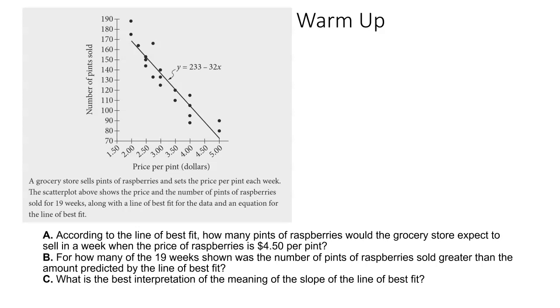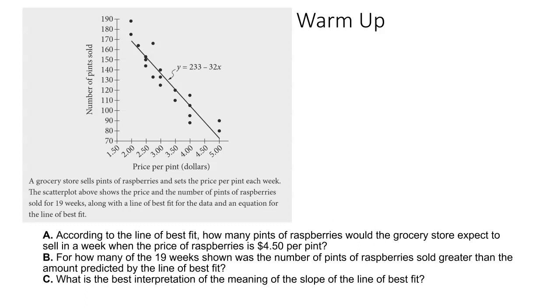All right? So we've got this scatter plot here with a line of best fit, and they gave us an equation for that line of best fit. And it models the relationship between the price per pint of raspberries and how many pints they sell on any given week. Each dot represents a week. There are 19 dots.